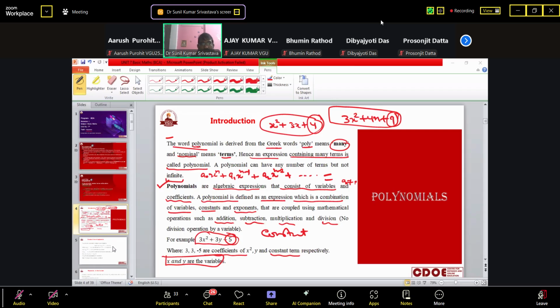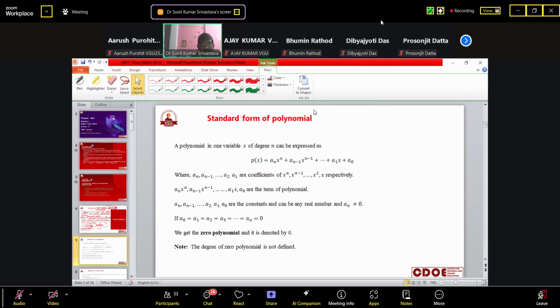Now we move forward. Standard form of the polynomial. How to define it? This is the standard definition of a polynomial expression. A polynomial in one variable x with degree n can be expressed in the form a_n x raised to the power n, plus a_(n-1) x raised to the power n minus 1, and so on, finally plus a_1 x plus a_0.